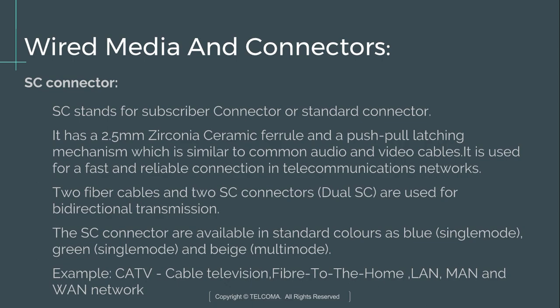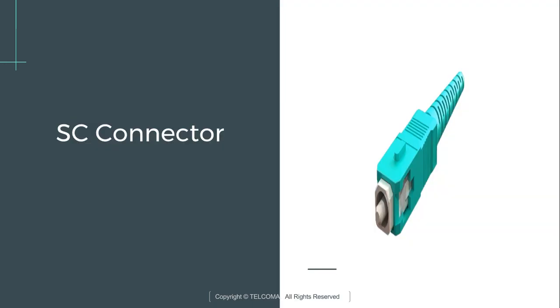Two fiber cables and two SC connectors are used for bidirectional transmission, which is known as dual SC. The SC connectors are available in standard colors: blue for single mode, green for single mode fiber, and beige for the multi-mode fibers. Examples of SC connector use are CATV, cable television, and fiber to the home. It is used in LAN, MAN, and WAN networks. This is the diagram of SC connector.